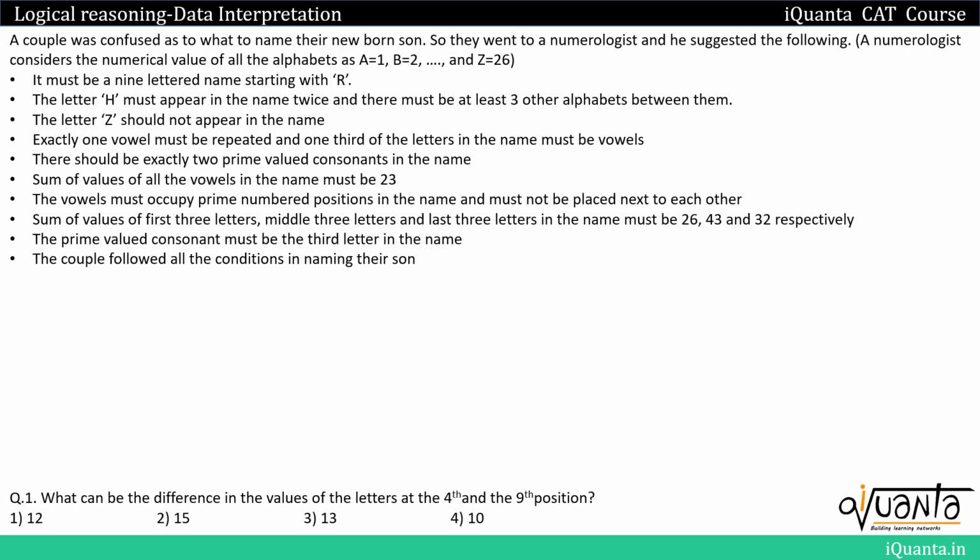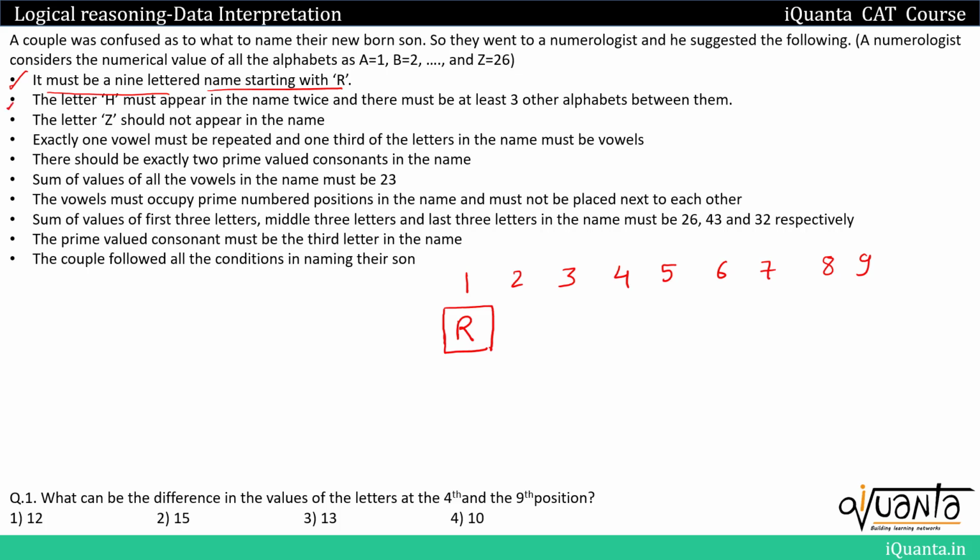So let us read the clues once again. It must be a 9-lettered name starting with R. So let me make 9 spaces over here. 1, 2, 3, 4, 5, 6, 7, 8, 9. We already know that the first letter will always be R. So this will be R. And I'll be writing all the letters fixed in a square box. So square box will denote all the letters that cannot be changed. And we have already been told that the name will be starting with R.